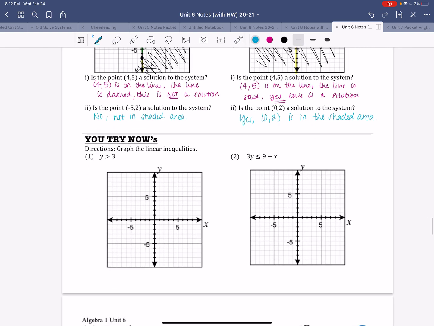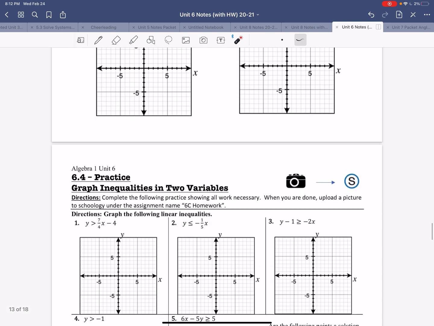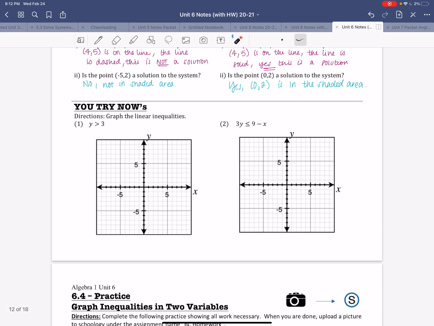Okay? Go ahead and try those two You Try Now problems on your own. Remember, this one just has a Y, so it's going to be a horizontal line here. And then go ahead and do your homework. We will talk about the You Try Now problems in class, and let me know if you have any questions.